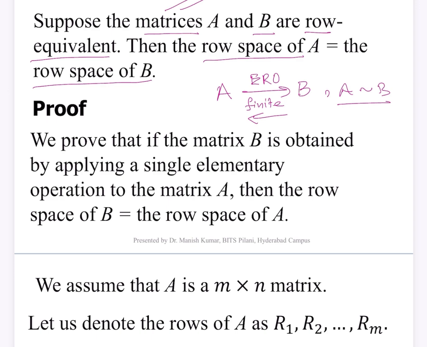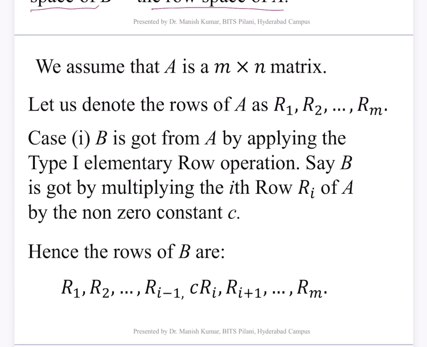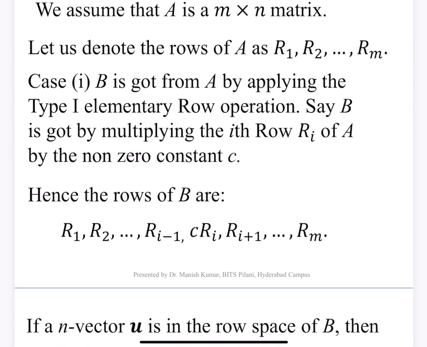Okay. So here is the proof. We prove that if the matrix B is obtained by applying a single elementary row operation to the matrix A, then the row space of B is equal to the row space of A. First, we are going to do it with a finite number of operations, and we know there are three elementary row operations. So we are going to apply every operation a single time. Then we generalize it. This is the whole idea of the proof. We assume that A is an m by n matrix. Let us denote the rows of A as R1, R2, and so on up to Rm.